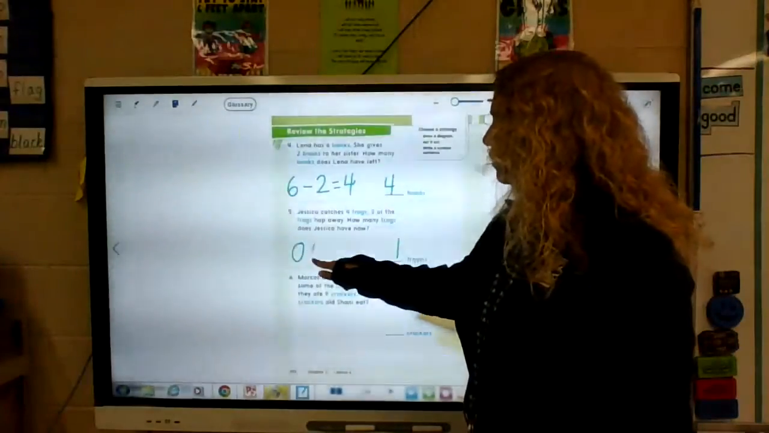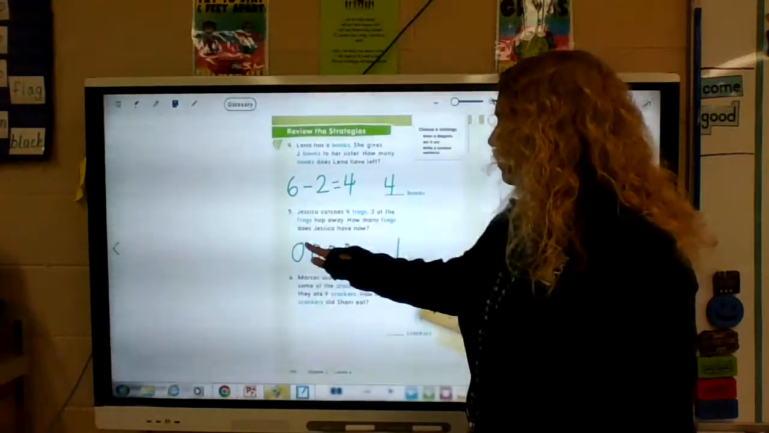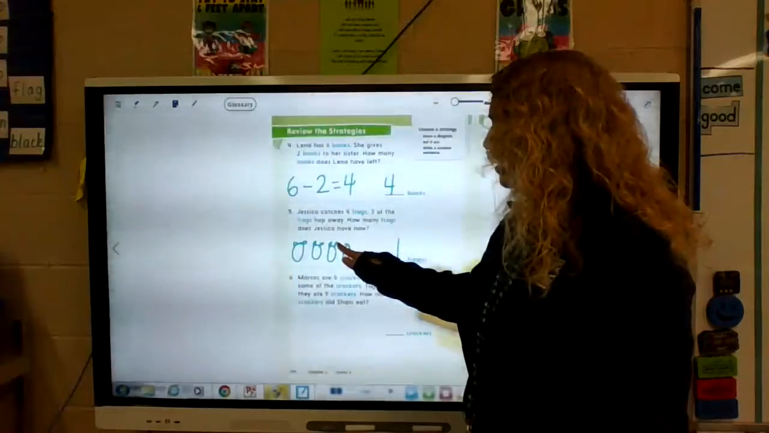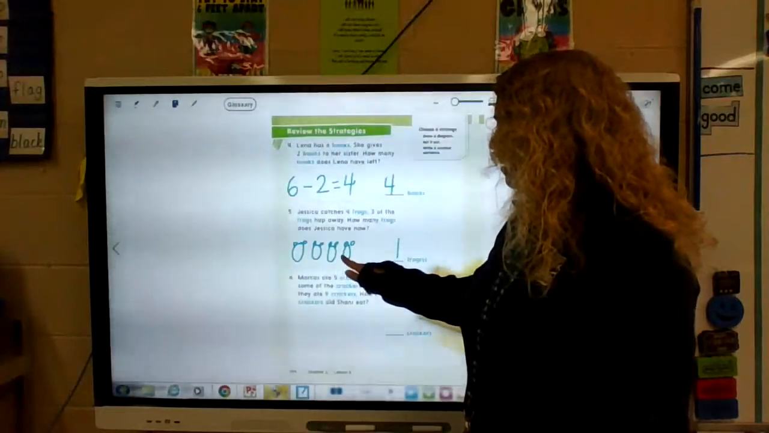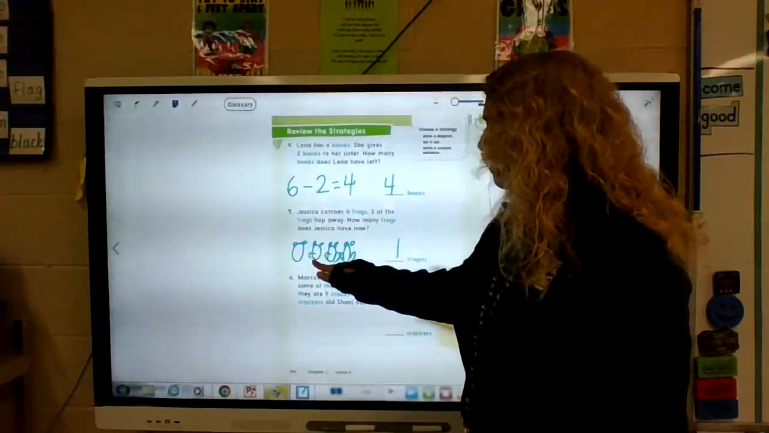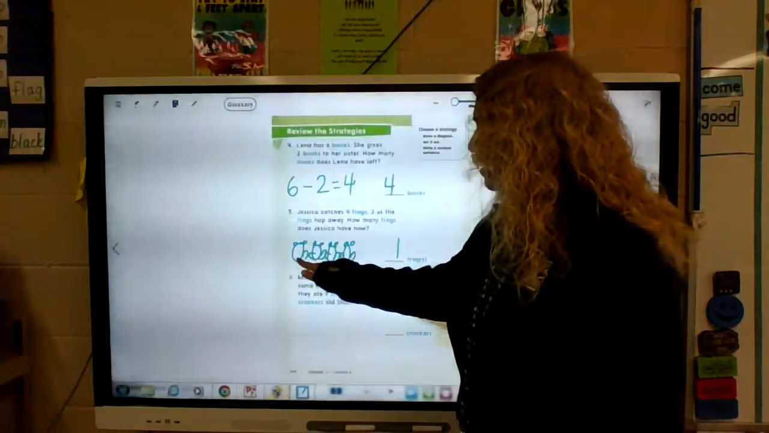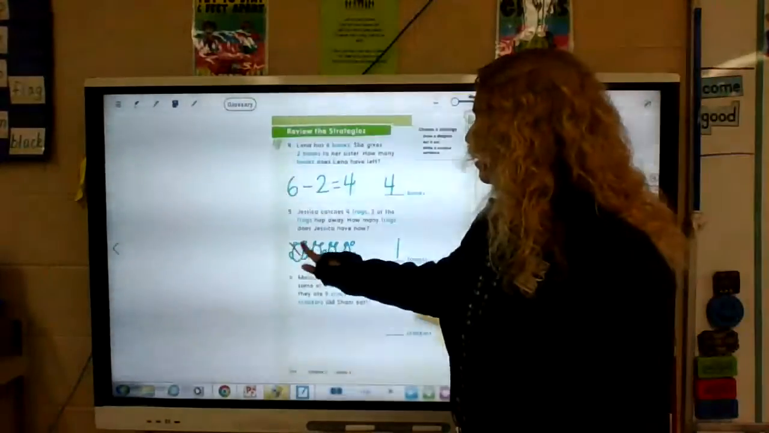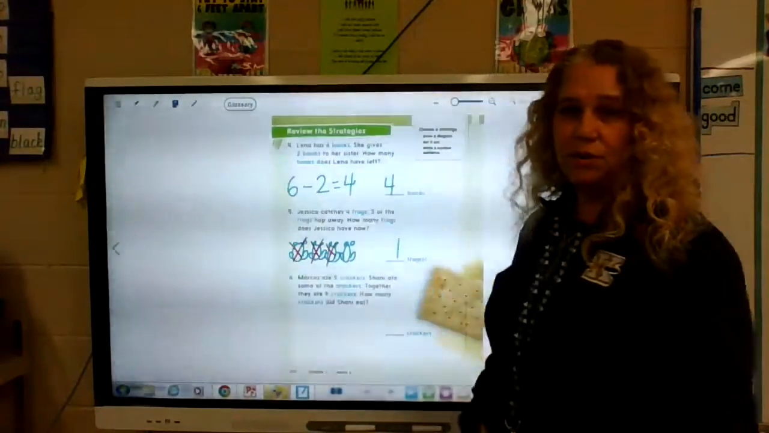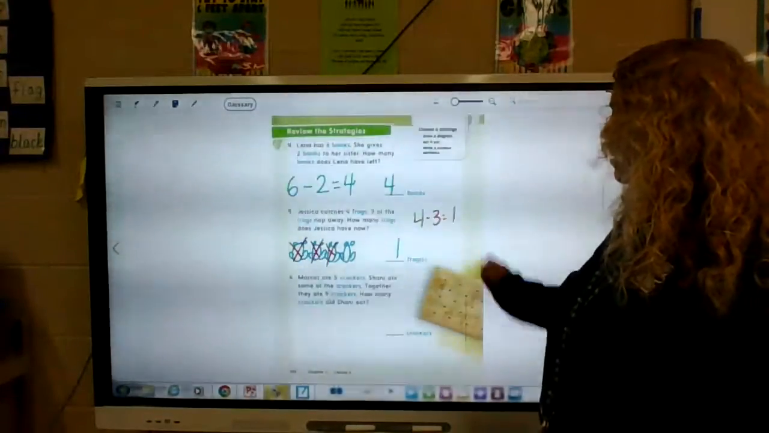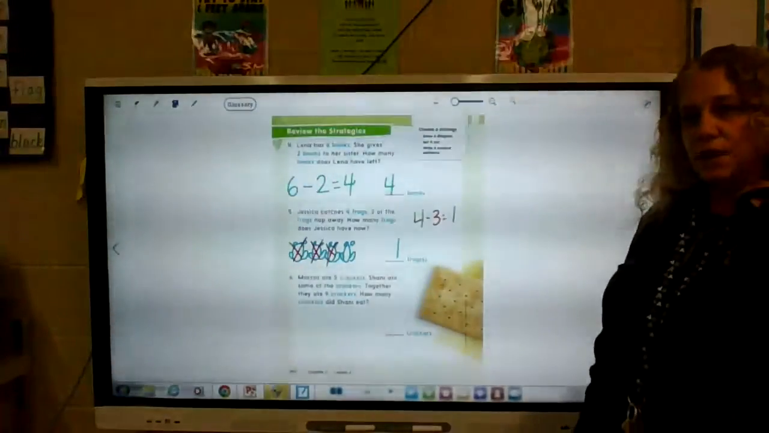I'm going to draw. I can't really draw frogs, but I'll give them little eyeballs up there. You could have drawn them however you wanted to draw them. That's the fun part of this. Okay, and then you crossed off 3, or you used your counters, or you did your number sentence. Any of those ways, okay?